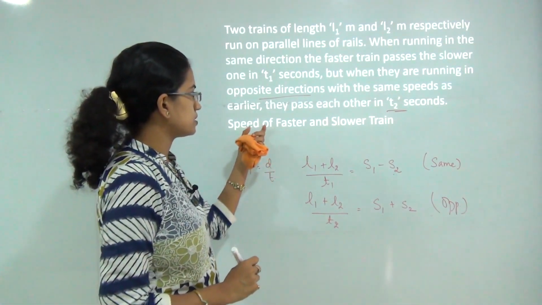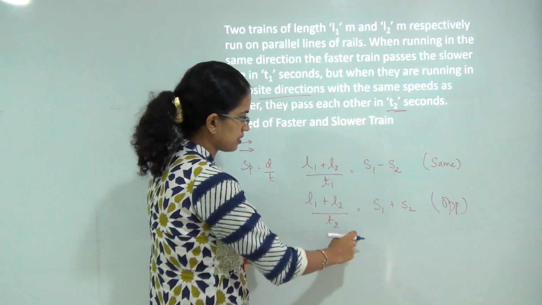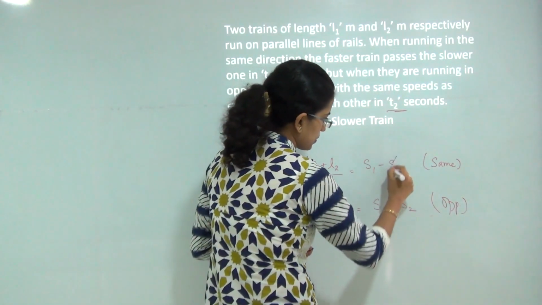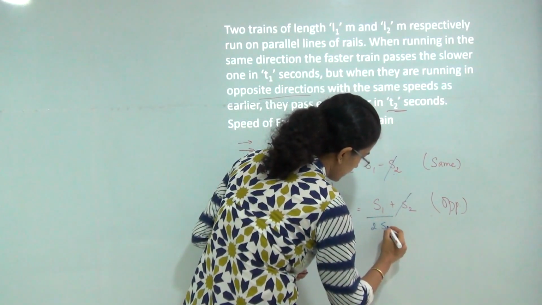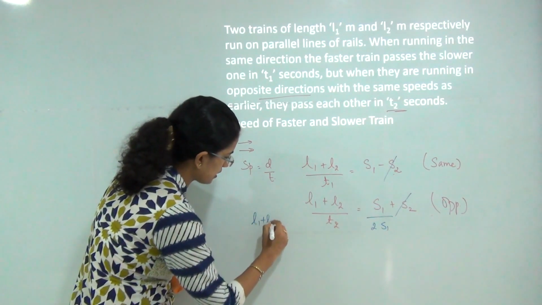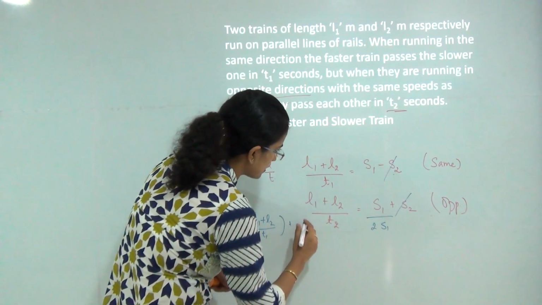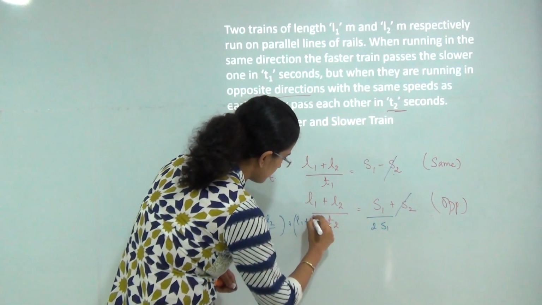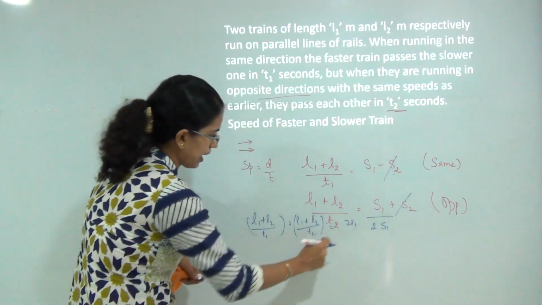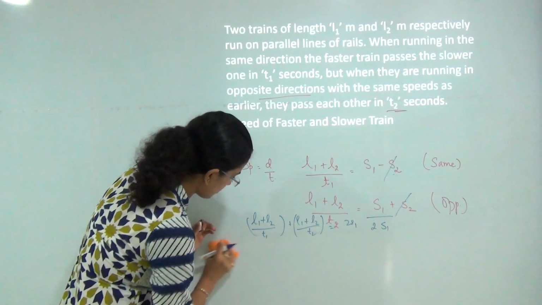Now let's understand how we will solve this. We have to find out the speed of the faster train and the slower train. So we have the two equations here. What I can do is cancel out S2 and S2. I can say 2S1 is equal to the sum of these. So (L1 plus L2) by T1 plus (L1 plus L2) by T2 is equal to 2S1. I take 2 down, so it's 1 by 2 T1, 1 by 2.